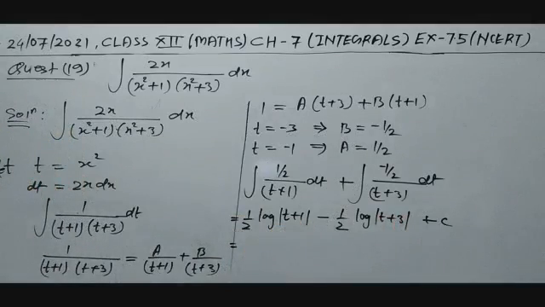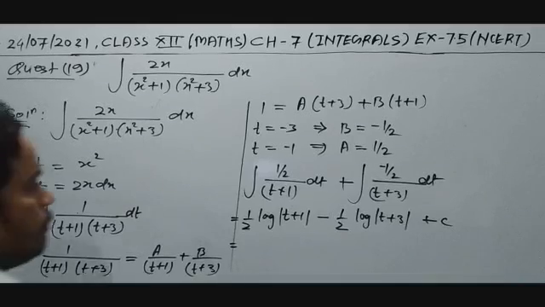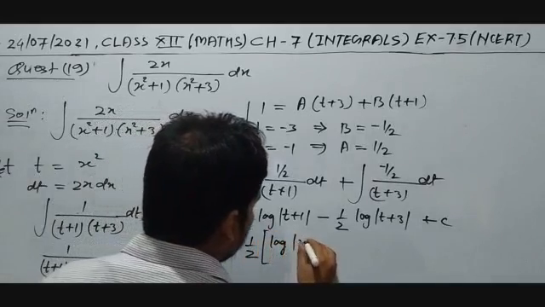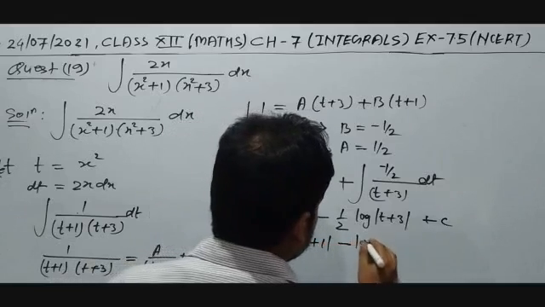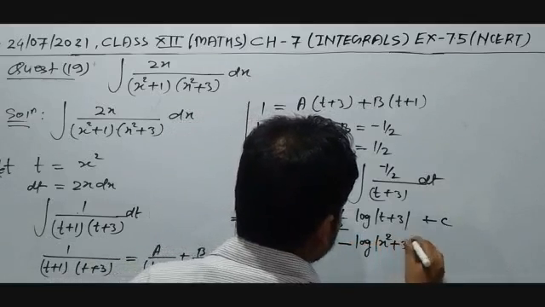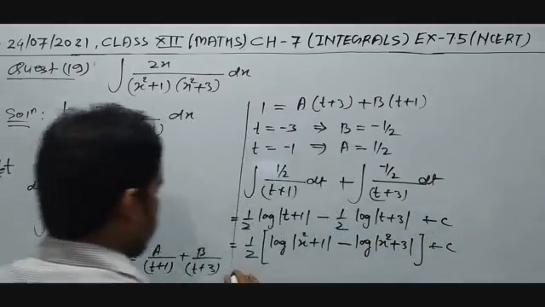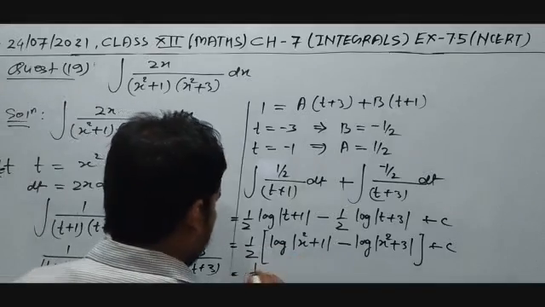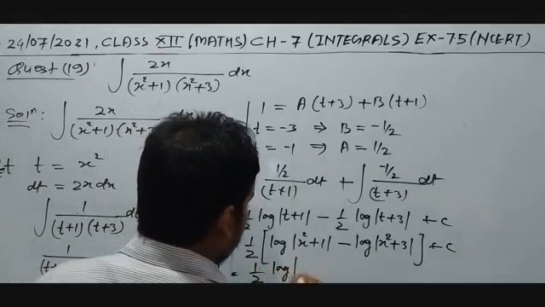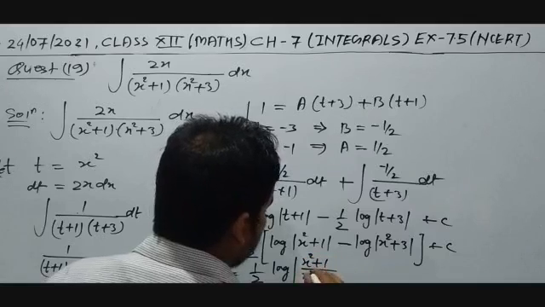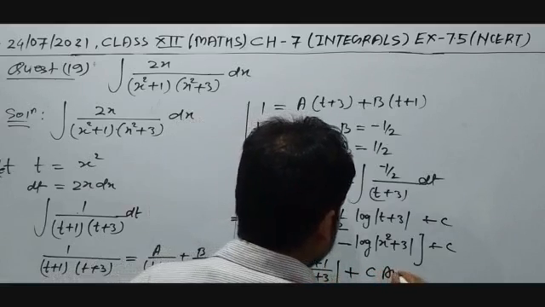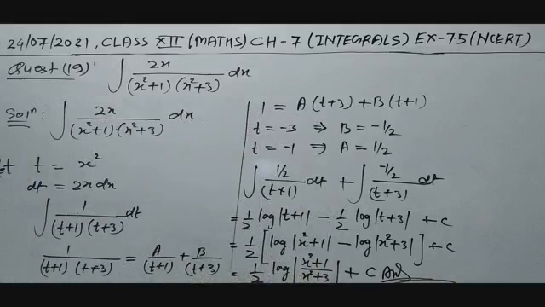T is equal to x square, as you have considered, so the answer will be 1 by 2 log of mod of x square plus 1 minus log of mod of x square plus 3, plus c. You can apply the formula log m minus log n. The answer will be 1 by 2 log of mod of (x square plus 1) whole upon (x square plus 3), mod closed, now plus c. This is the answer. Question number 19 is completed.